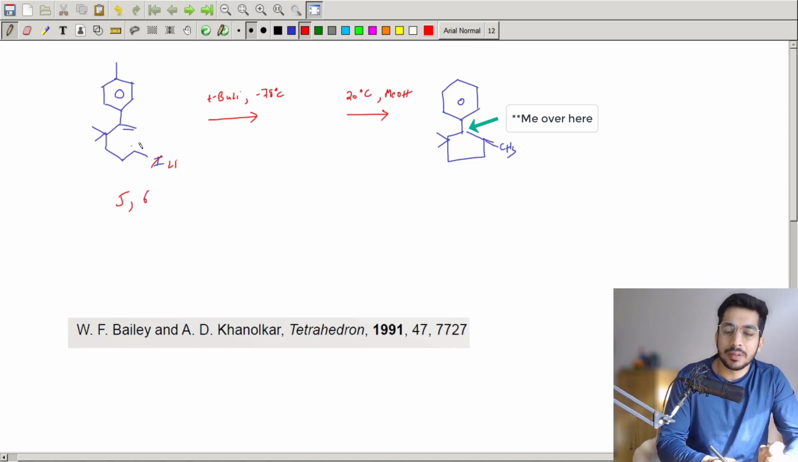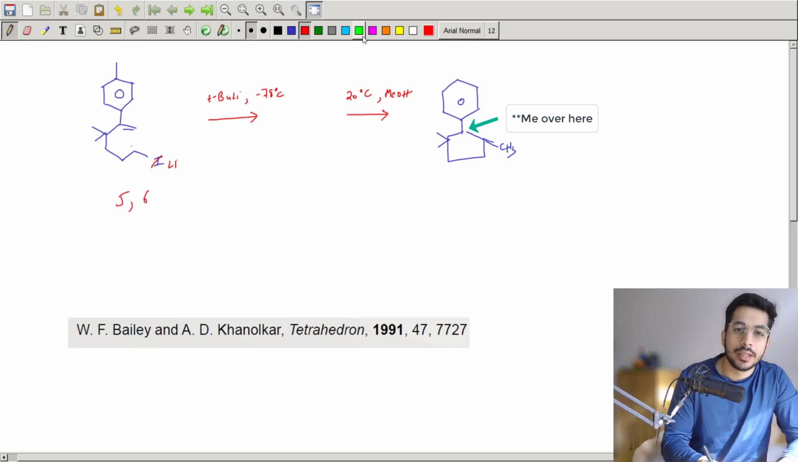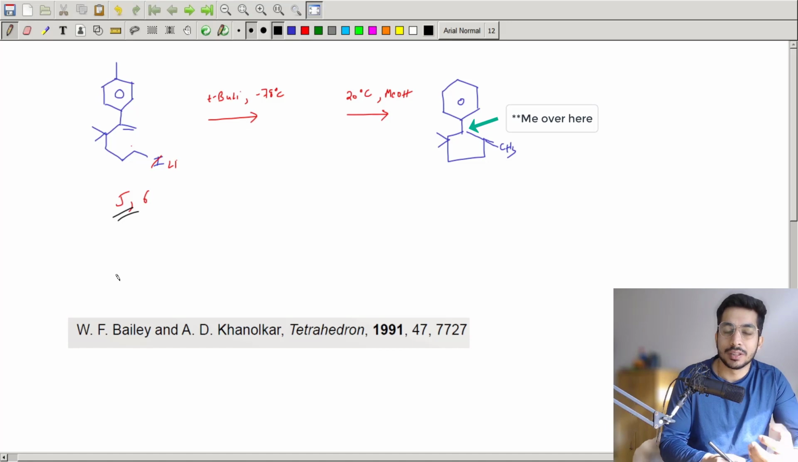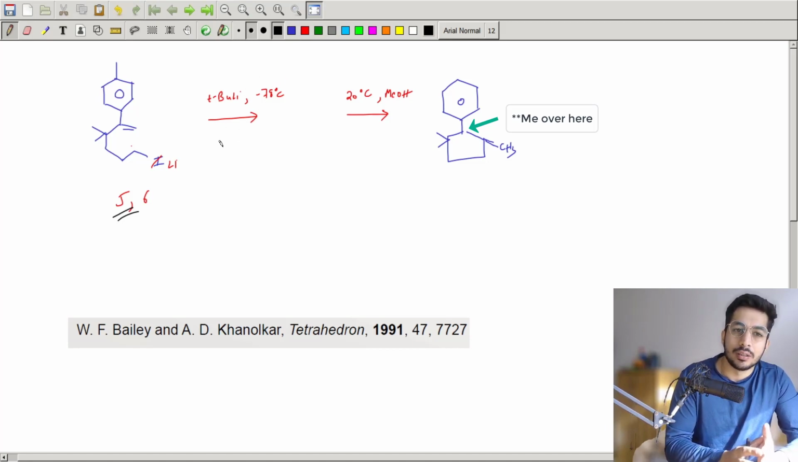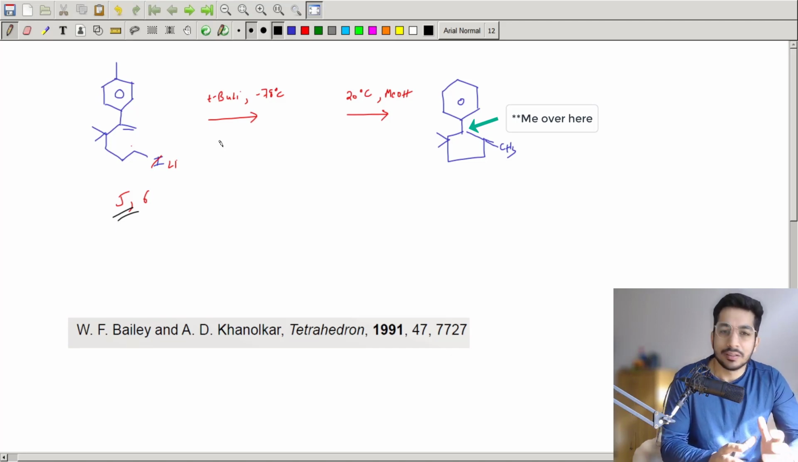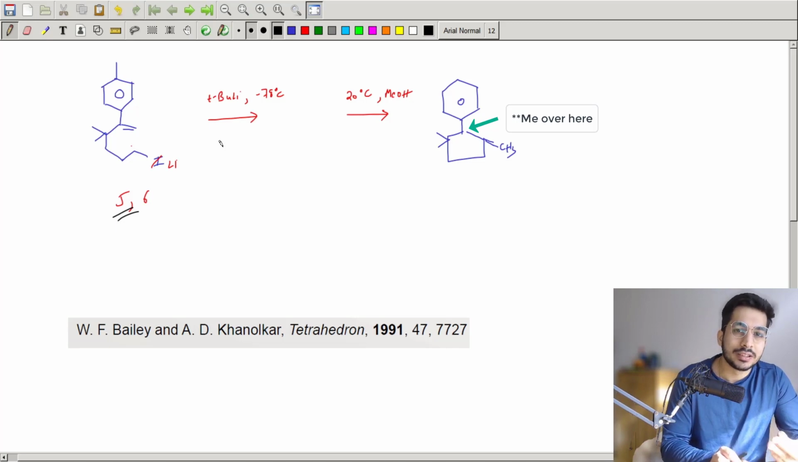So please remember this, again a very, very important point: your organolithiums always prefer formation of 5-membered rings because the conditions are kinetic in nature, and a 5-membered ring is much more kinetically favorable than a 6-membered ring. Thermodynamically, it's very hard to differentiate between them, but kinetically, yes, a 5-membered ring is definitely more favorable than a 6-membered ring.